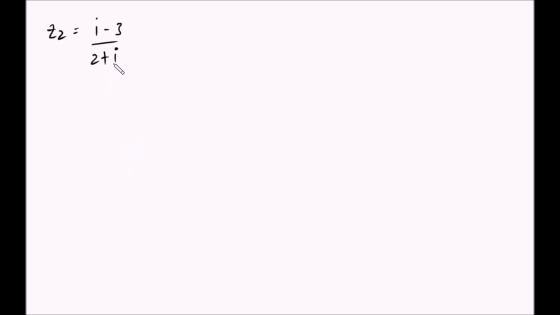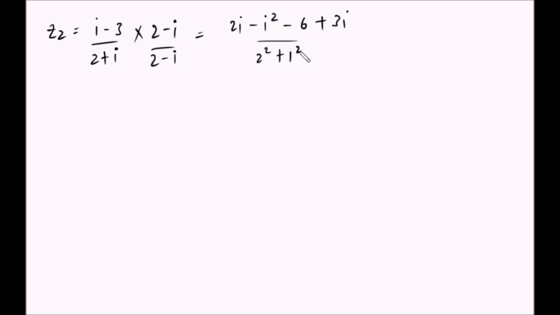So first we have to simplify this. So multiply with the conjugate of the denominator. So in the numerator we're going to have 2i. So i times i is i squared, so minus i squared. 3 times 2 is 6. And then we have 3 times i. All of this over 2 squared plus 1 squared.